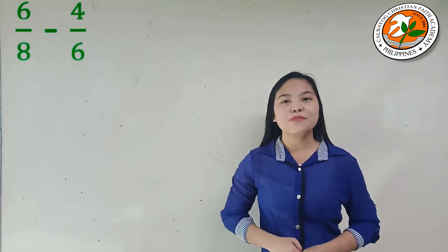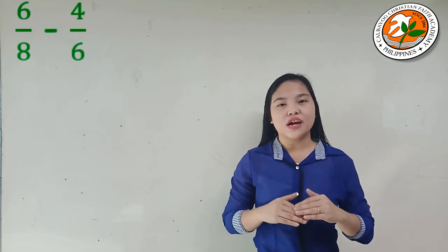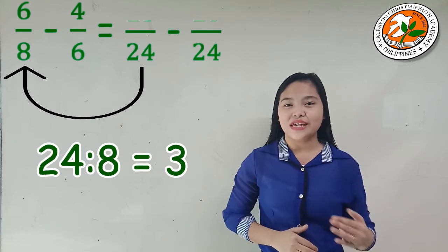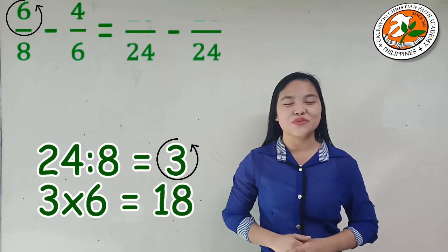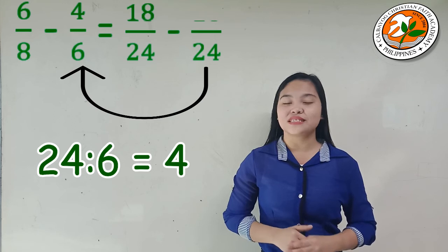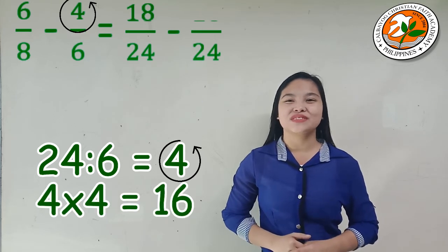The second step, let's solve. So since we have already our denominator, which is 24, 24 divided by 8 is equal to 3. 3 times 6 is equal to 18. Next one, 24 divided by 6 is equal to 4. 4 times 4 is equal to 16.